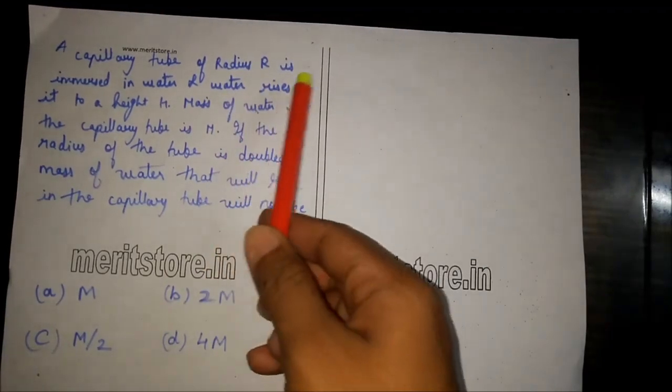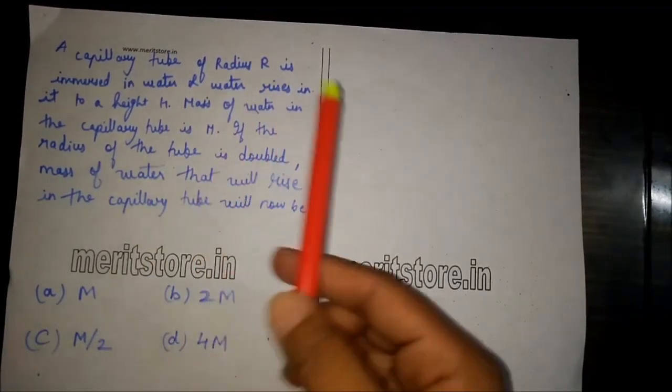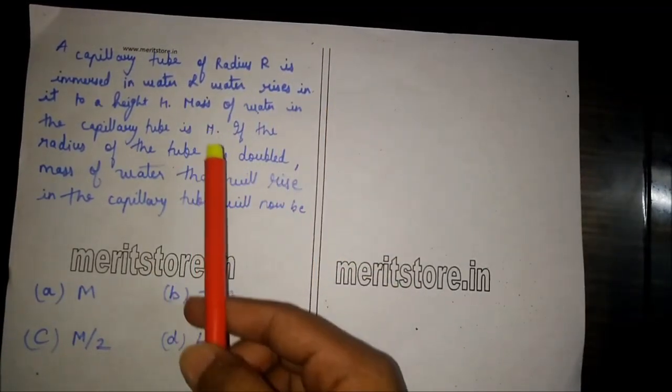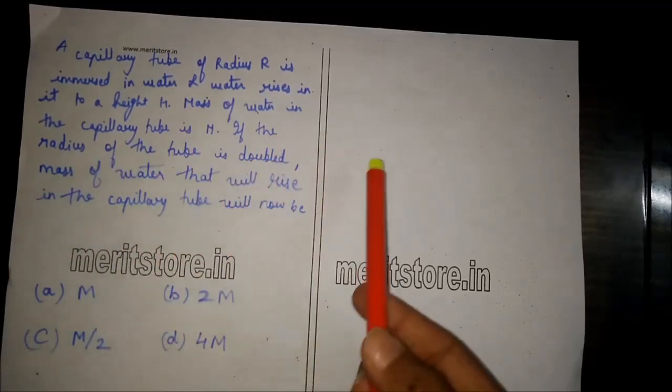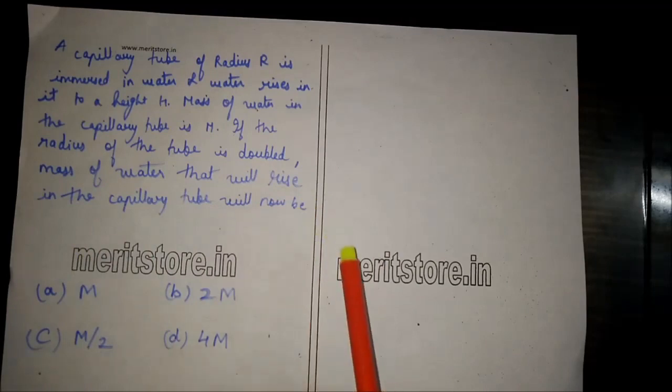A capillary tube of radius r is immersed in water and water rises in it to a height h. Mass of the water in the capillary tube is m. If the radius of the tube is doubled, the mass of water that will rise in the capillary tube will now be m, 2m, m by 2 or 4m.